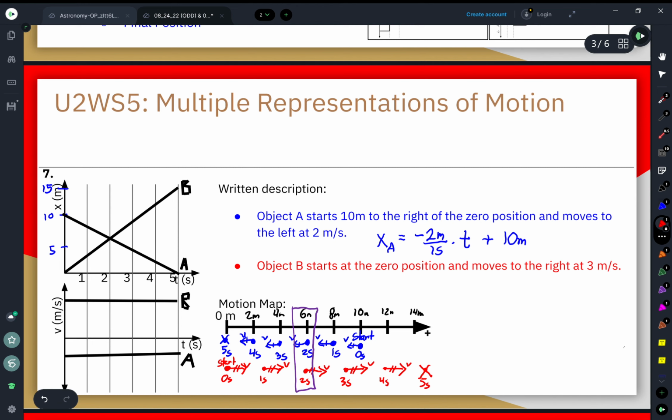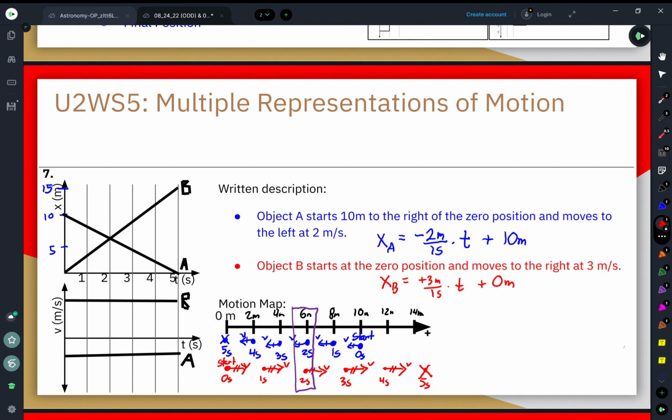We can represent a mathematical model for object B in the same format. The position of object B is equal to its velocity, positive 3 meters every 1 second, times the amount of time object B is traveling for, plus its starting position of 0 meters. When we have these two mathematical models, we can figure out the position for each of those objects by plugging in the amount of time they'd be traveling for in place of that t variable.